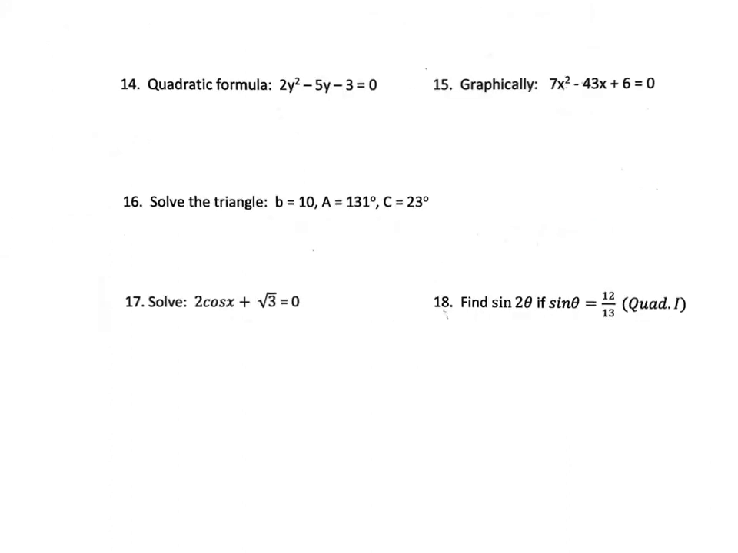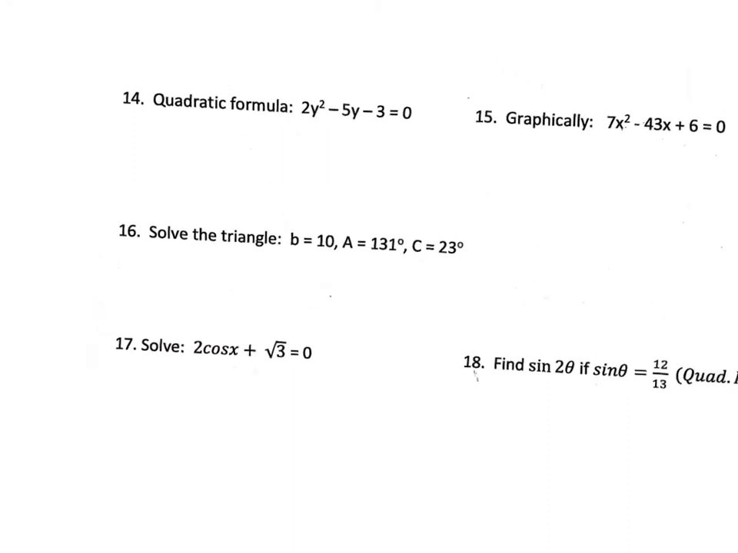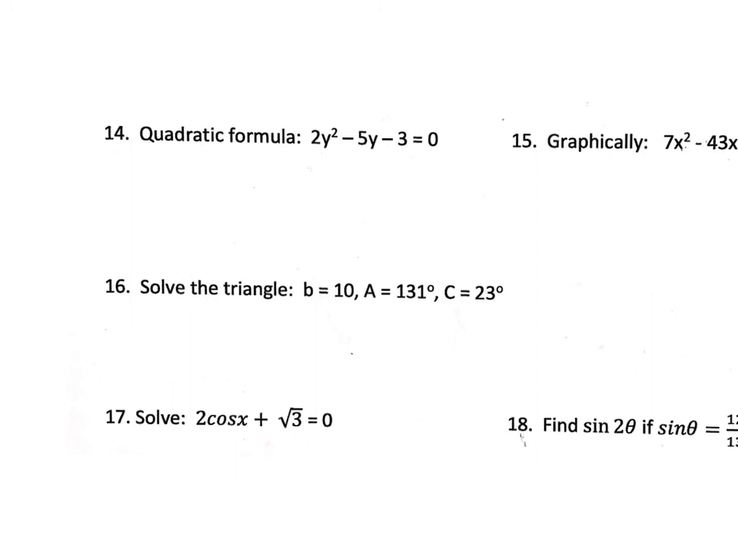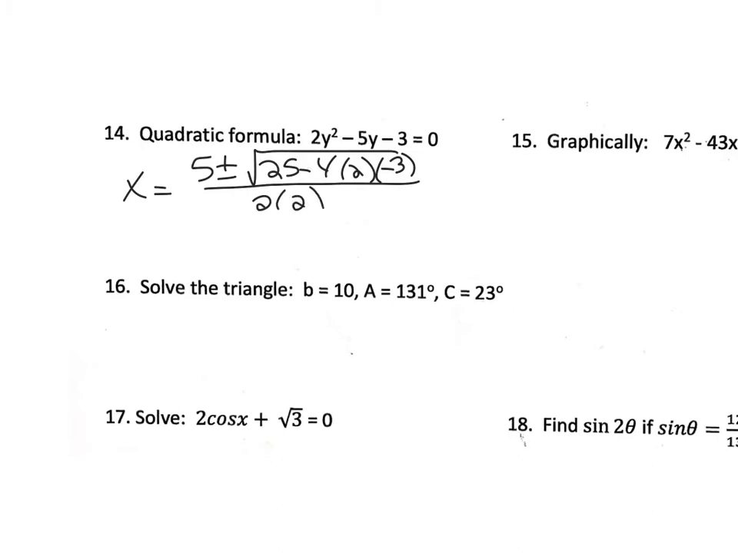Okay, a couple more here. Number 14 says solve by quadratic formula. Make this a little bit bigger. So by quadratic formula, remember x equals negative b, in this case positive 5, plus or minus the square root of b squared minus 4ac, all over 2a, which is 2 times 2. Okay, let's just work that out.